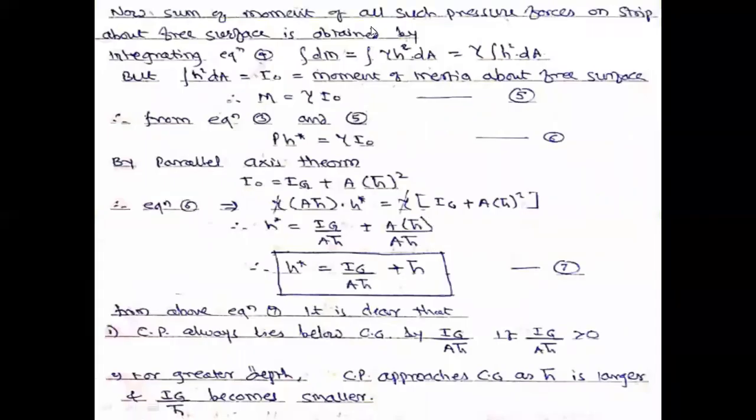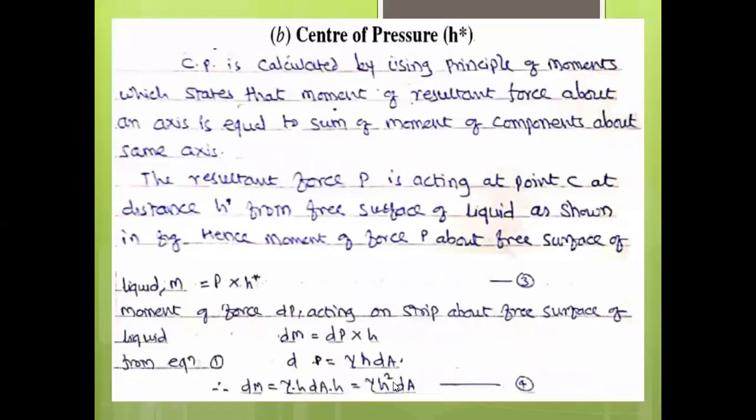Now the sum of the moment of all such pressure forces on the strip about the free liquid surface is obtained by integration. Integrating equation number 4, we'll get the sum of the moment of this component. That's why we have done the integration on both sides here. I have taken this gamma outside the integration sign. Here I got gamma into integration h square into dA.